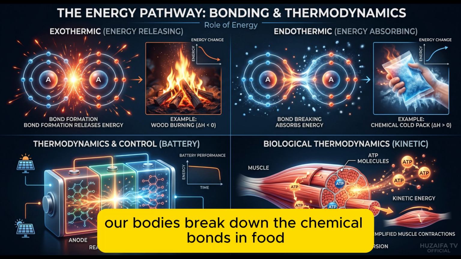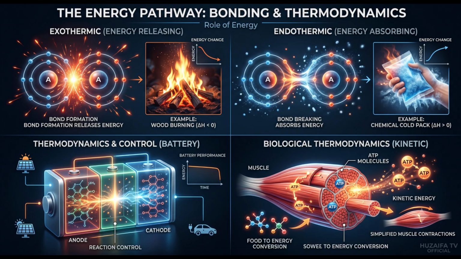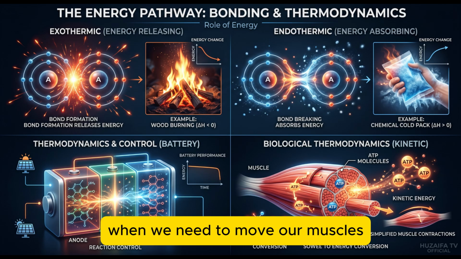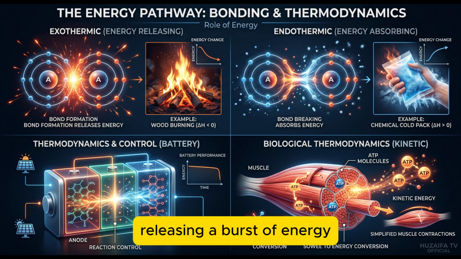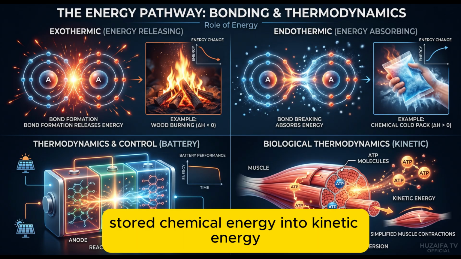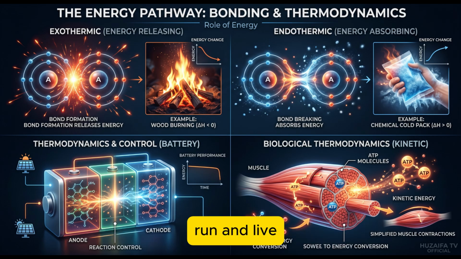When we eat, our bodies break down the chemical bonds in food to store energy in these ATP molecules. When we need to move, our muscles break those specific chemical bonds in the ATP, releasing a burst of energy. This perfectly controlled exothermic reaction converts stored chemical energy into kinetic energy, driving the muscle contractions that allow us to walk, run, and live.